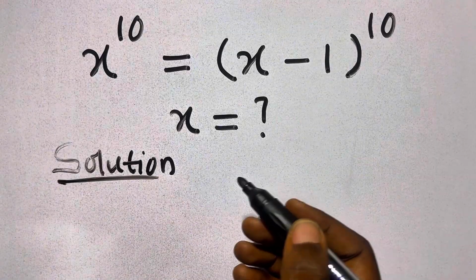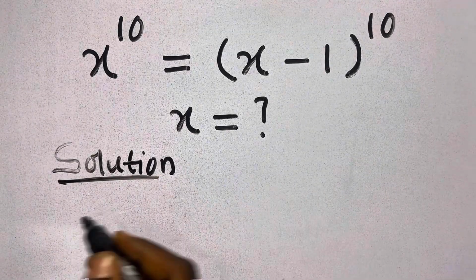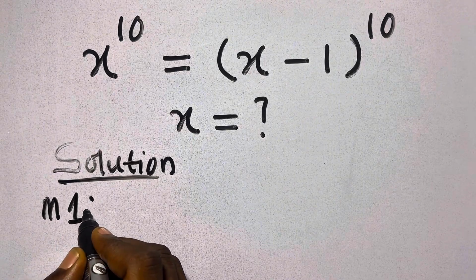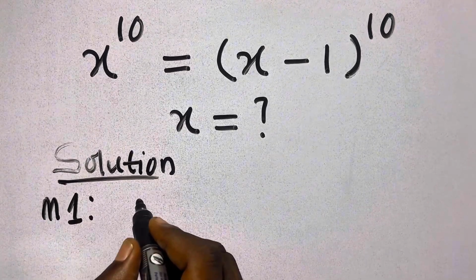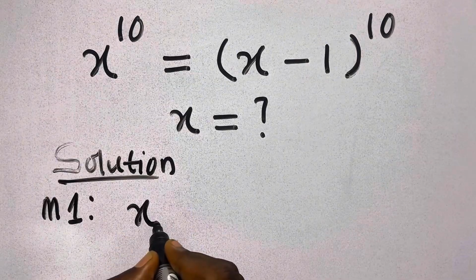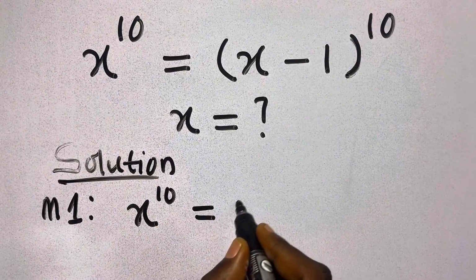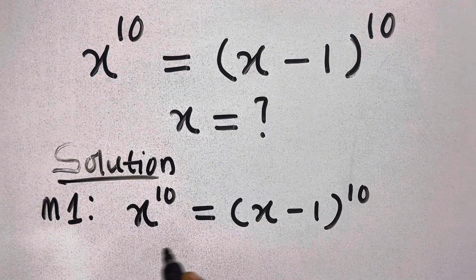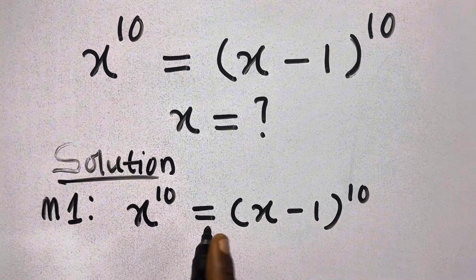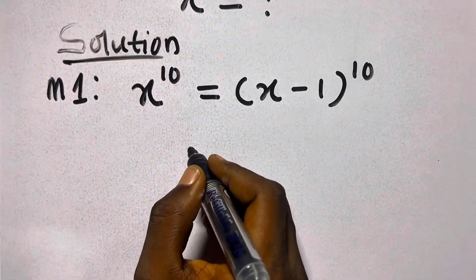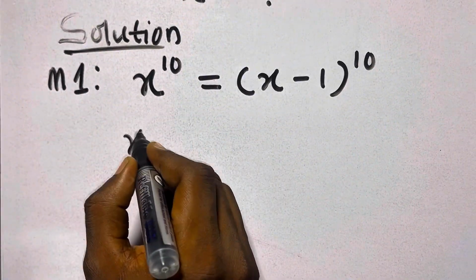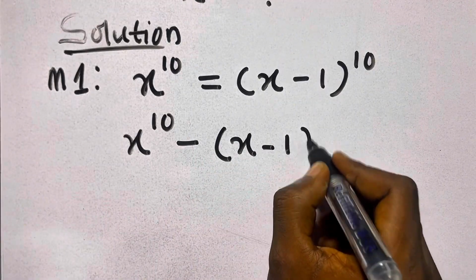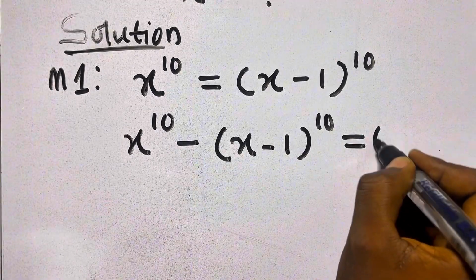We'll be using two different methods to solve this particular problem. So let's say method 1. What we have is x raised to the power 10 equals x minus 1 raised to the power 10. We just need to transfer this to the other side, so we will have x raised to the power 10 minus x minus 1 raised to the power 10 equals 0.